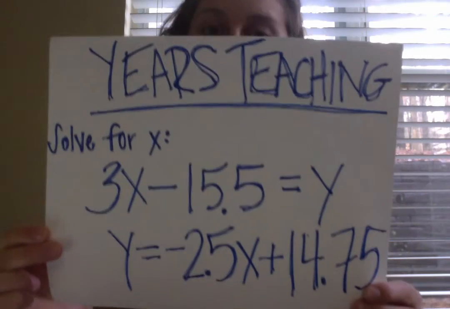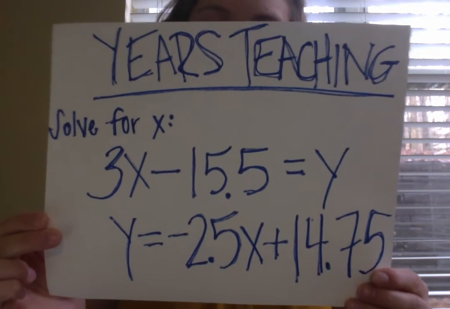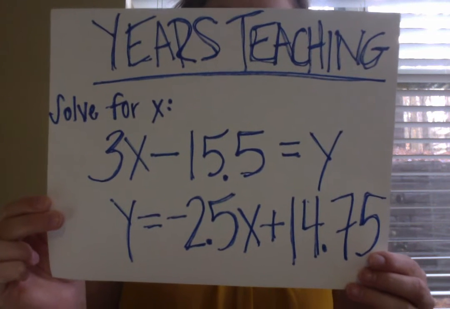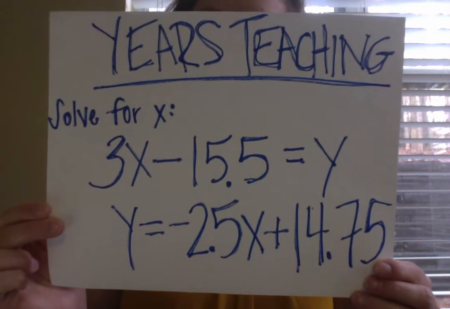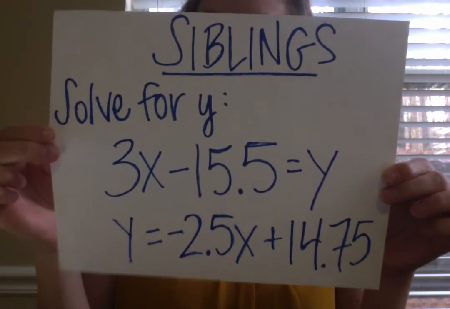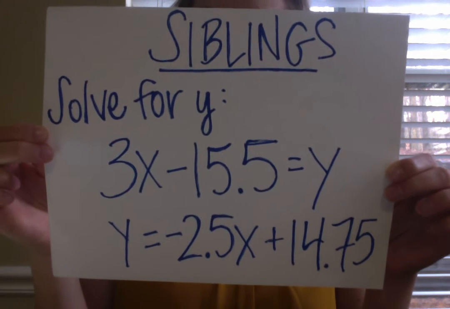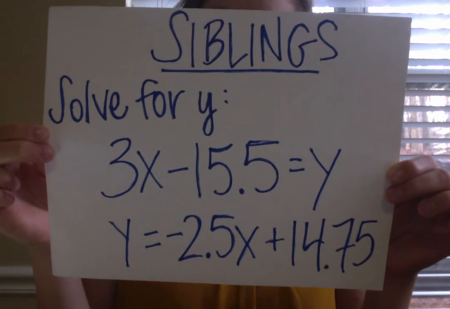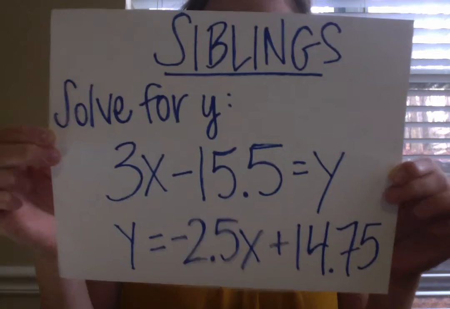Now, if you want to know how long I've been teaching or otherwise assisting in the classroom, you'll need to solve this system of equations for x. We got 3x minus 15.5 equals y, and y equals negative 2.5x plus 14.75. And then if you want to know how many siblings I have, solve that same system of equations, but for y. Again, that is 3x minus 15.5 equals y, and y equals negative 2.5x plus 14.75.